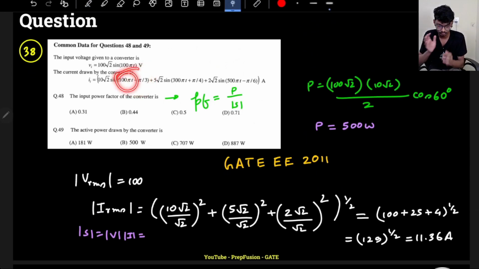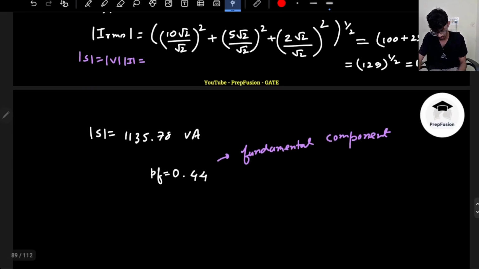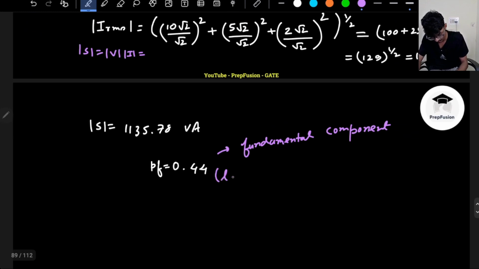Generally the lowest frequency is the fundamental component. What the fundamental component is will also get cleared in machines. So if you see that the fundamental current is lagging the fundamental voltage, that means it is a lagging power factor.